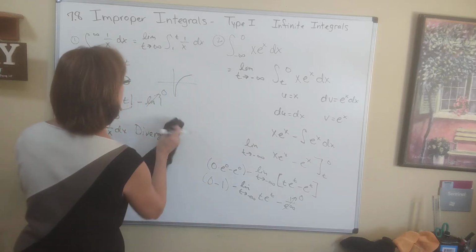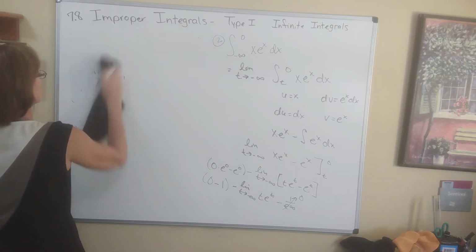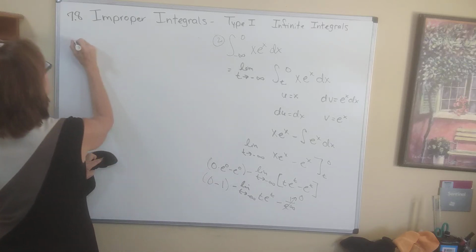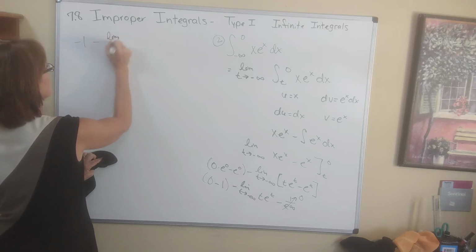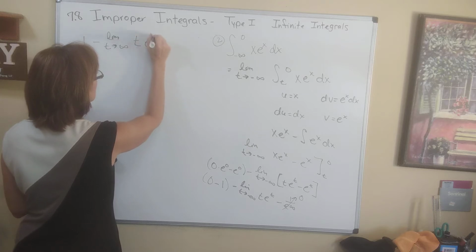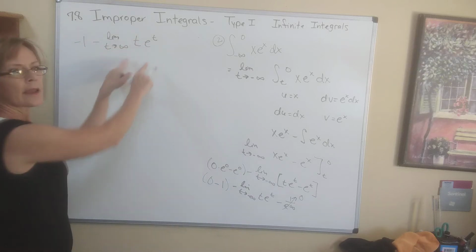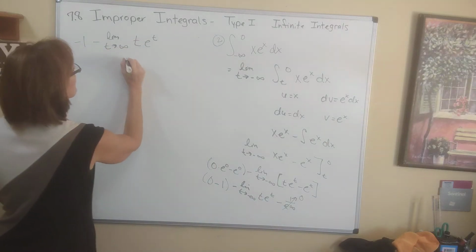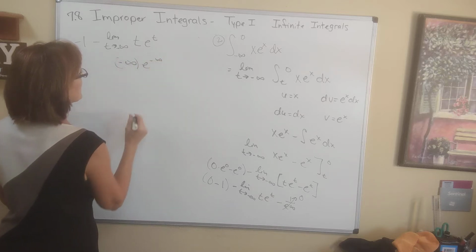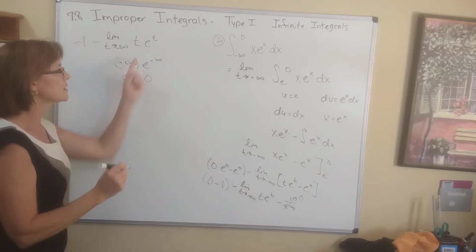So let me just make some more room up here. Let's move it over here. This is 0 minus 1. We have a negative 1 minus the limit as t approaches negative infinity of t e to the t, and then we have minus 0, so that's okay. All right, so what about this guy? If we use direct substitution, we get negative infinity times e to the negative infinity. This is basically an infinity times a 0. This is an indeterminate form.